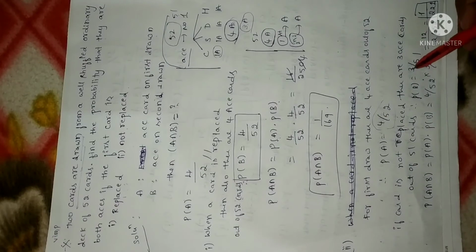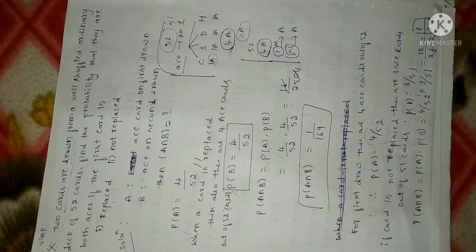Therefore, the probability will reduce to 3 by 51. So multiply and substitute in the formula. You will get 1 divided by 221.